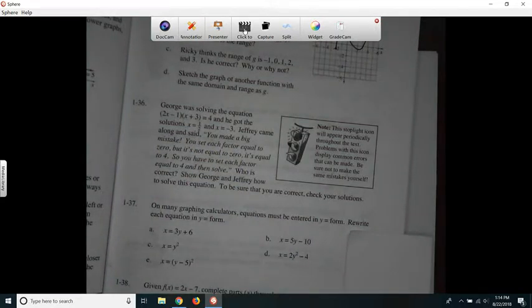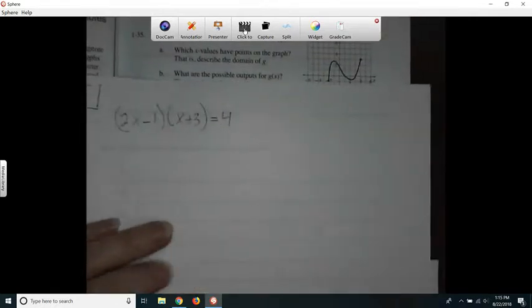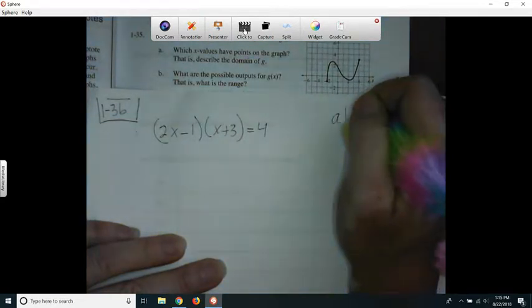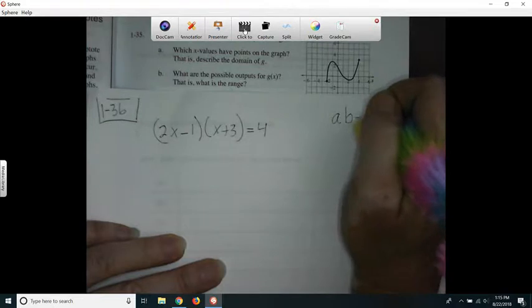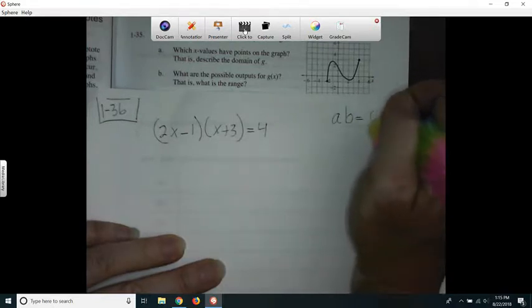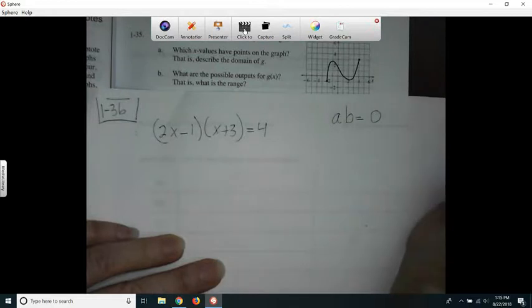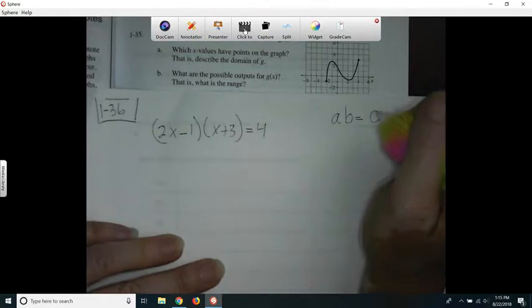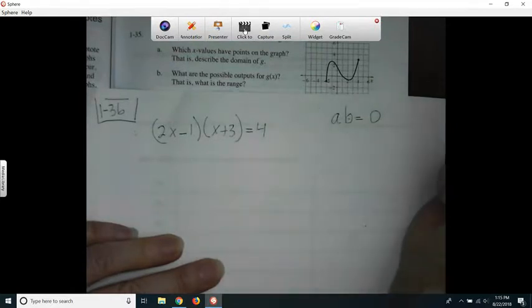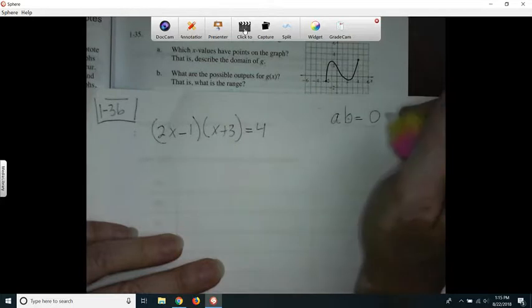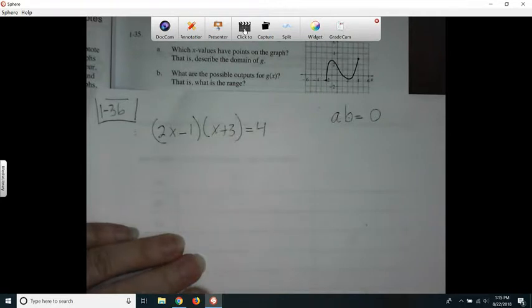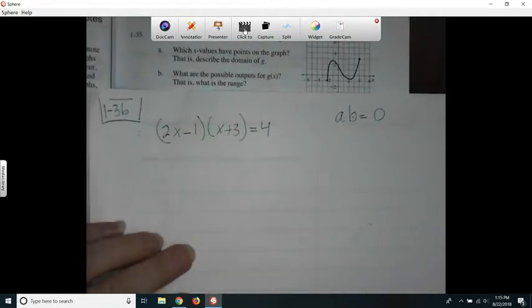So I would like to use the zero product property, but I can't because I have a 4. Zero product property says that if you multiply two things together and the answer is 0, one of the two things is bound to be 0. You can't have an answer of 0 in a multiplication problem unless one of the two factors, or maybe both of them, are 0. We use that fact when we're factoring quadratics because it's a convenient way to solve them.